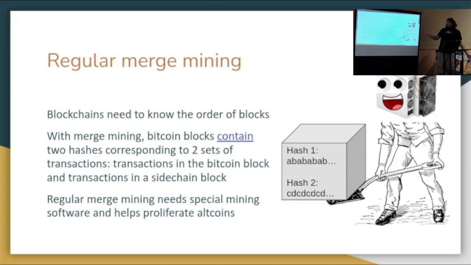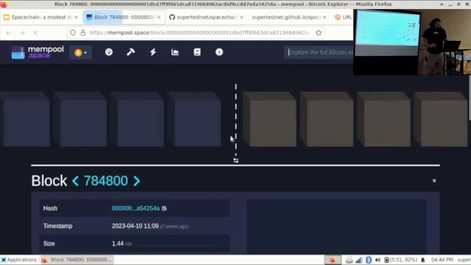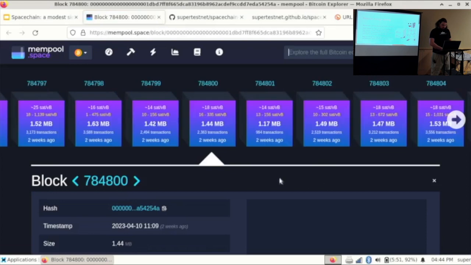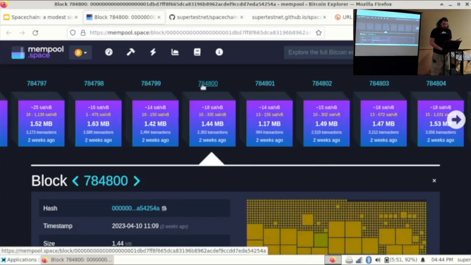So Satoshi's invention of merge mining allows Bitcoin blocks to contain information about two different blockchains, ours and someone else's. Ordinarily in a block, you've got, let me show you one. Here's an example of a block.